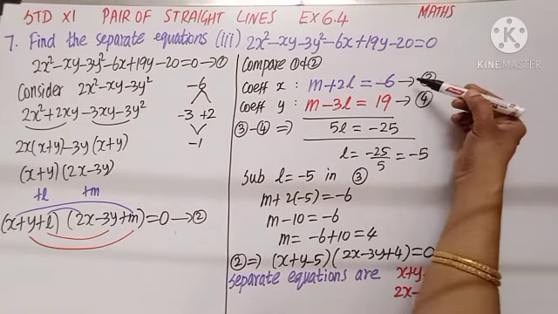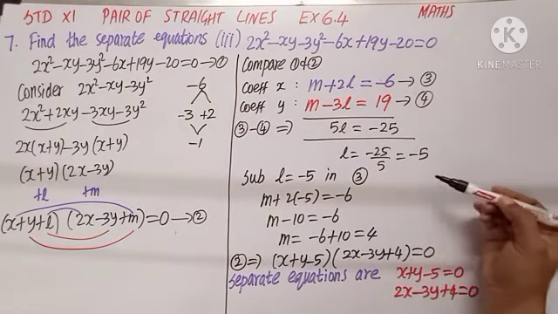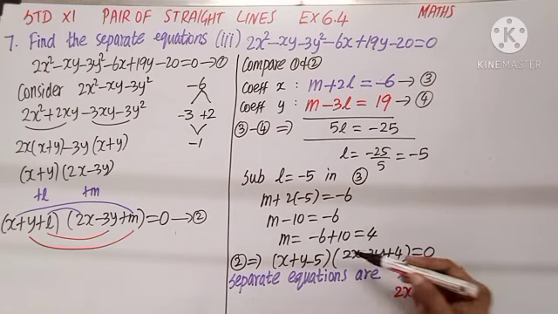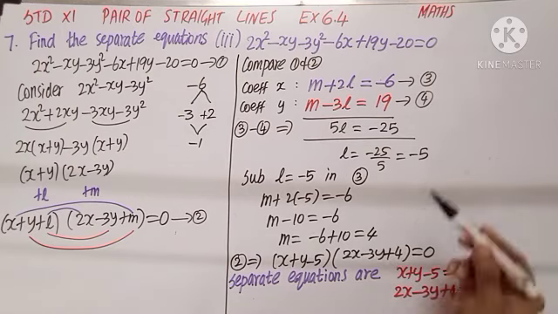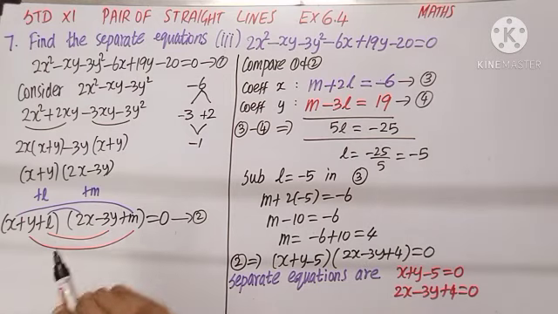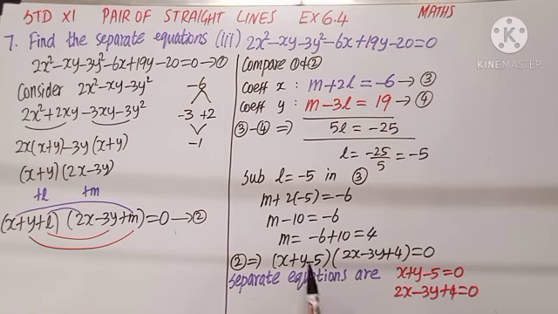As we solve the two equations, we get L as minus 5 and M as 4. Putting them back in the second equation, we get the combined equation, from which I write the separate equations by putting the first factor 0 and the second factor 0. Try to do it yourself and verify your answer.